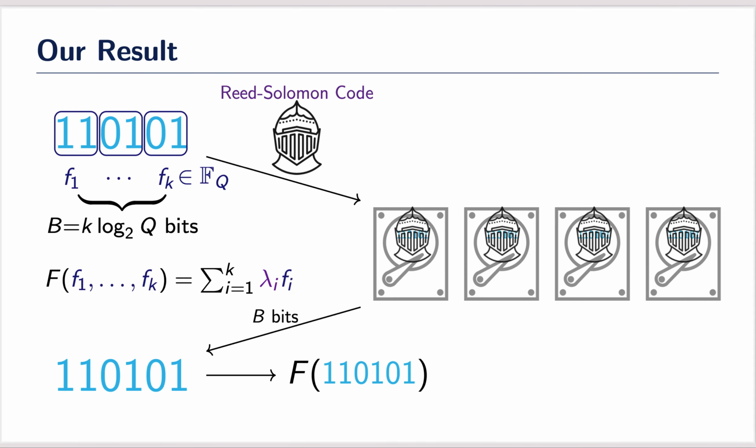But we were interested in the case where the function you want to compute happens to be a linear function over this field F_Q. This is just a natural class of functions you might want to compute. So it looks like big F of your message symbols, f1 through fk, is equal to the sum over i of lambda_i times f_i, where the lambda_i are arbitrary elements of this field F_Q. In other words, you want to take the dot product of this lambda vector with your message vector f1 through fk.